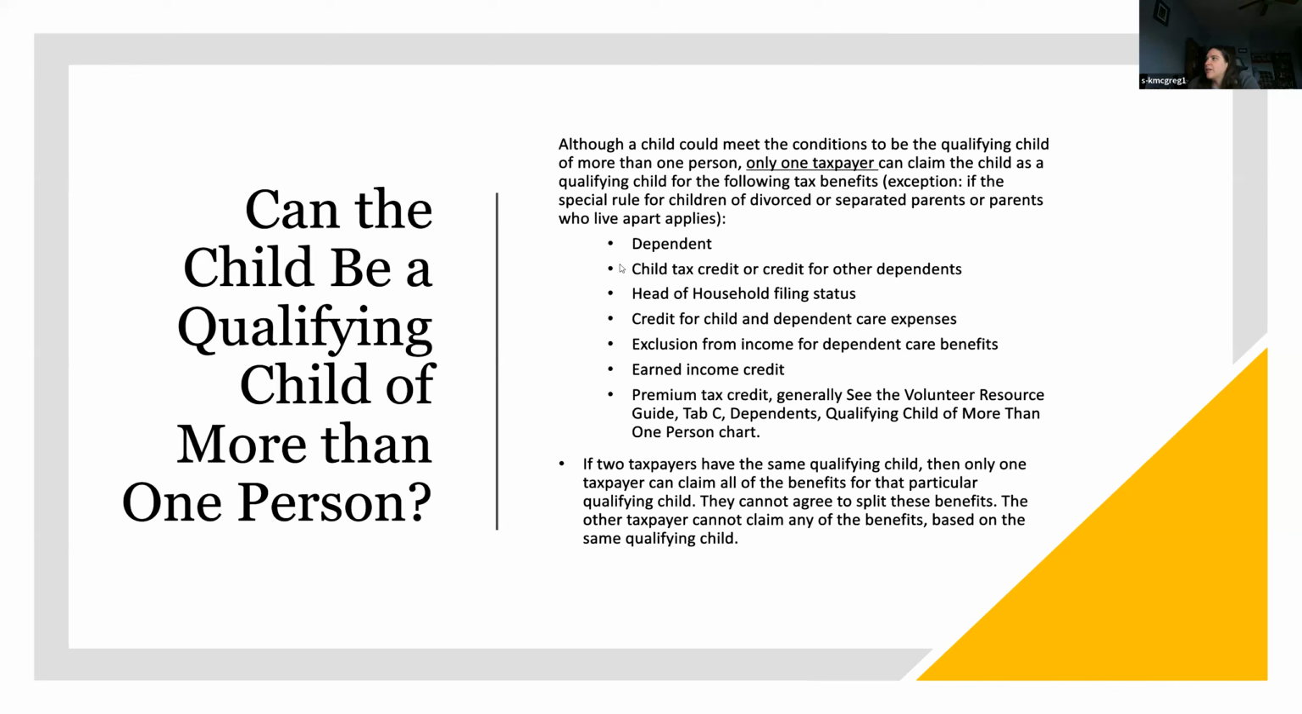We need to know this because it will help us determine if they can be claimed as a dependent, and if we can use them for child tax credit, head of household, dependent care credits, earned income credit, and premium tax credit. Sometimes one parent can claim some of these things and the other parent can claim a couple of the others. Generally only the premium tax credit is the one where you do that. Generally the rest of them will be all lumped together.